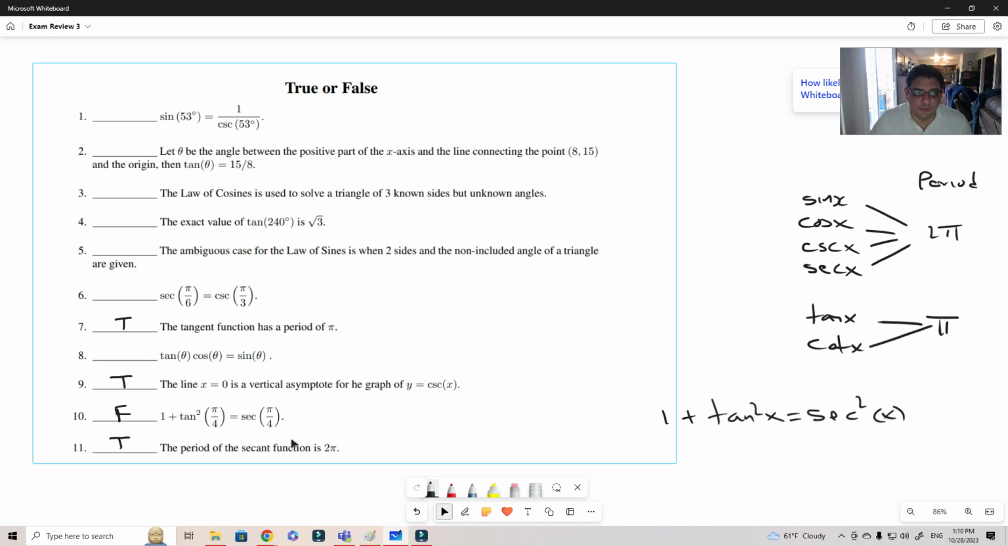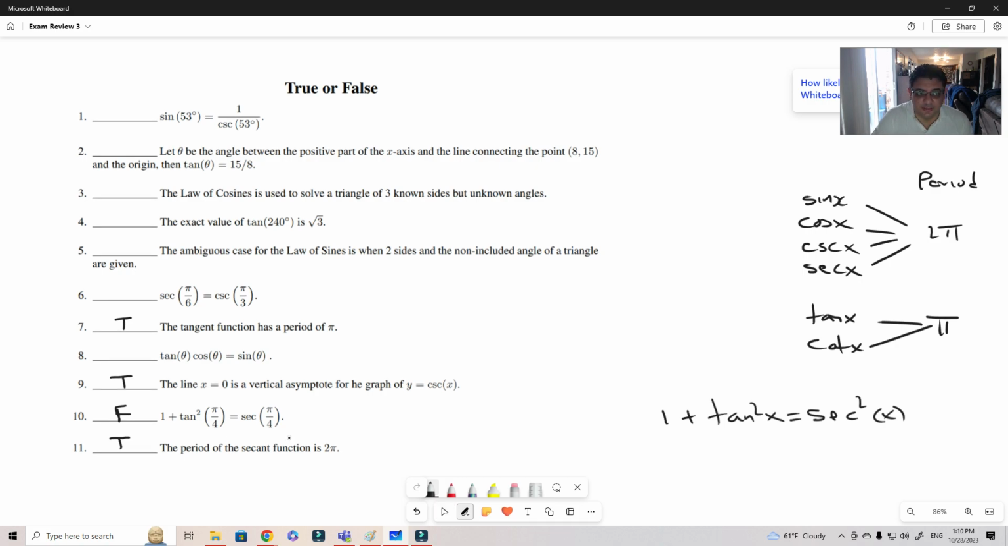Now, from the same definition, you can see that cosecant of 53 being 1 over sine of 53 is true as well. And this is just a matter of definition. So if you recall, the cosecant of x is just going to be 1 over sine of x. And so we can just flip this around, and then sine of x is going to be 1 over cosecant of x. And so thanks to that, sine of 53 will be 1 over cosecant of 53. Okay, so that makes this true.